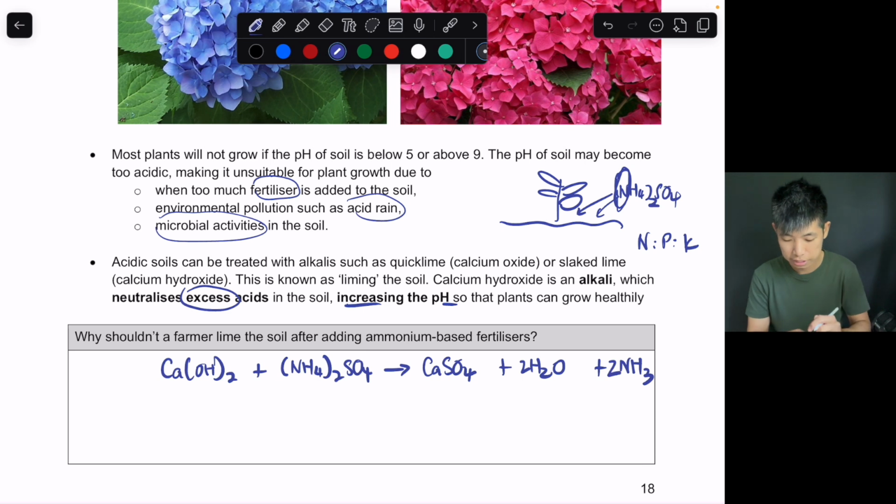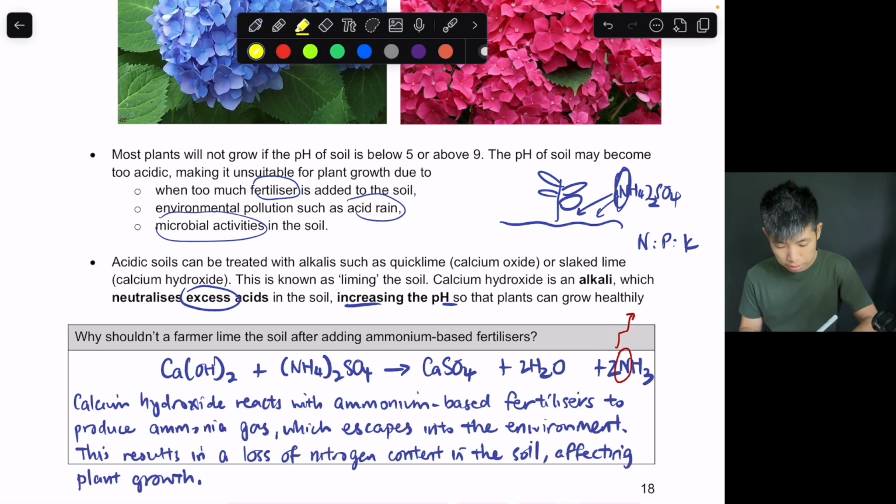Why do you think this is a problem? What was the purpose of us adding the fertilizers in the first place? It is to provide nitrogen, right, for healthy plant growth. But what happens to the nitrogen now when you have lime in the soil together with the fertilizer? The nitrogen actually is lost to the surrounding as ammonia gas, and it defeats the purpose of adding fertilizers to the soil. Alright, so there is a reaction producing ammonia gas which escapes and results in the loss of nitrogen content in the soil, affecting the plant growth. Okay, so this is something that is not desirable.